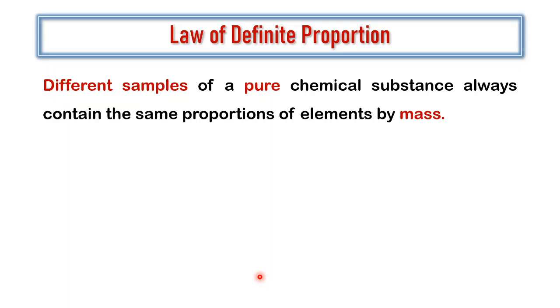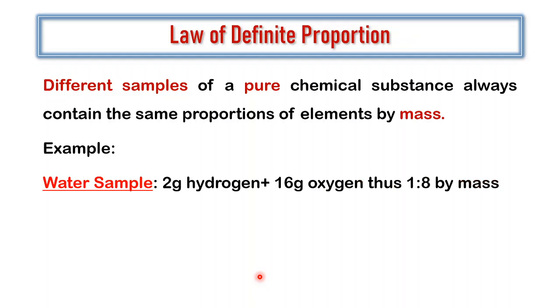When you compare such samples, if I say I have water samples collected from different sources, all those water samples will always contain 2 gram of hydrogen and 16 gram of oxygen, provided the water is in a pure state, irrespective of the source from where it is collected. Always it will have 1 is to 8 as the mass ratio of hydrogen to oxygen.